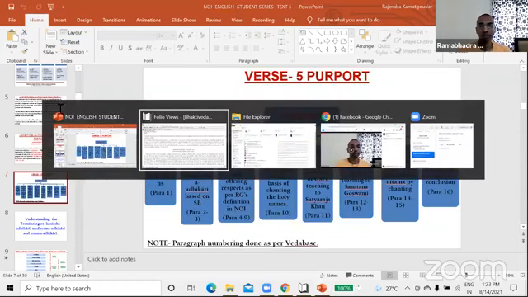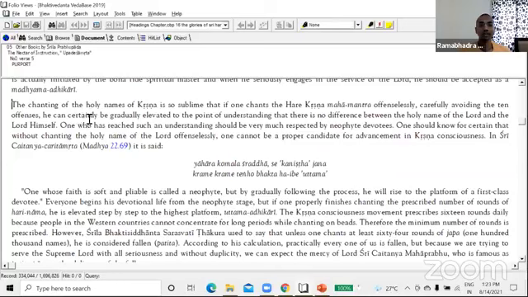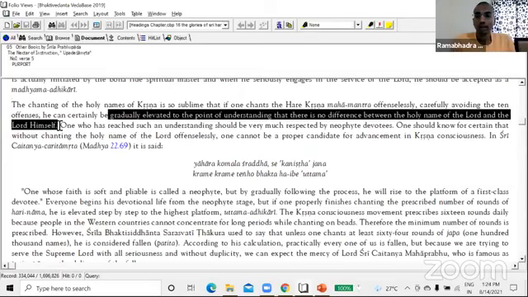So here Prabhupada is mentioning, the chanting of the holy names of Krishna is so sublime that if one chants the Hare Krishna Maha Mantra offenselessly, carefully avoiding the ten offenses, he can certainly be gradually elevated to the point of understanding that there is no difference between the holy name of the Lord and the Lord himself. So when is one a Madhyama Adhikari? Not from the Nama point of view.